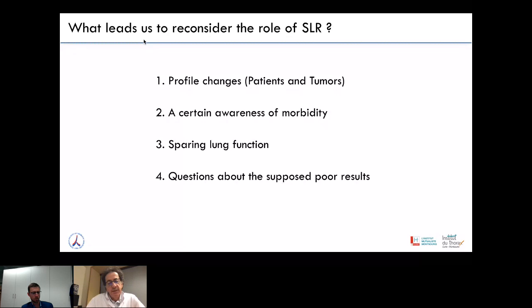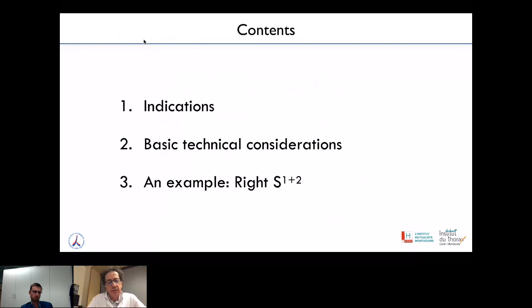And finally, they started to have questions about the supposed poor results of sublobar resections. We will see that in detail in a few moments. And I must say that the alternate treatments that are forthcoming may play a role in the sudden interest of surgeons for sublobar resections, because we are seeing new treatments arriving with good results. So what we will discuss this evening is what the indications are in 2018.